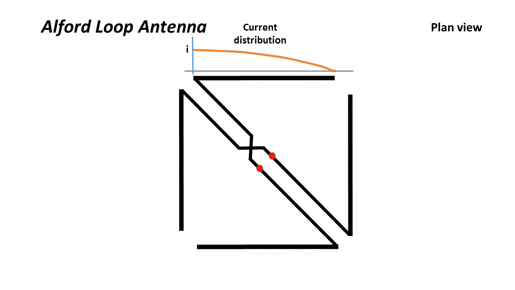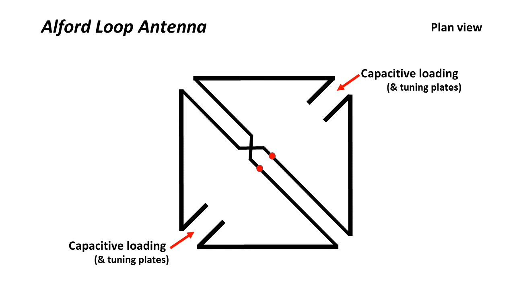However, Alford improved the current distribution by adding capacitive loading at the end of the element as shown. The current distribution is now more like this. The average current is higher, resulting in more useful radiation from the antenna. The end plates can also be made variable in spacing to allow the element to be tuned to the operating frequency.